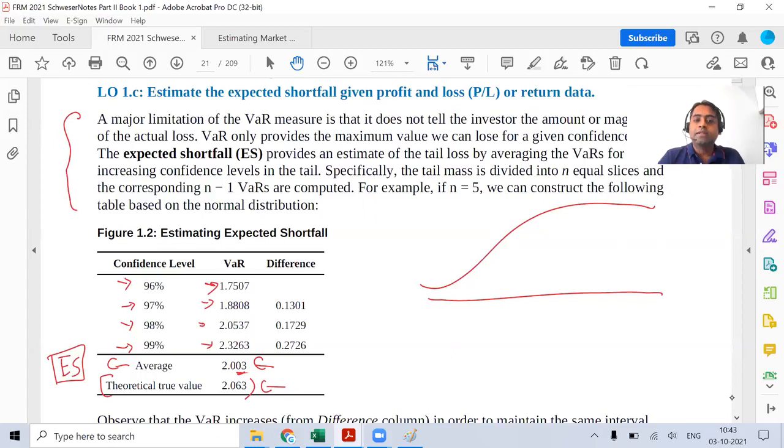I want you guys to read this paragraph and look at this diagram table properly. There is one more point which I would highlight over here. But first, look at the paragraph and look at the diagram, figure.